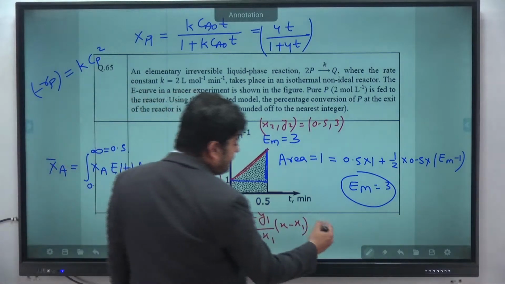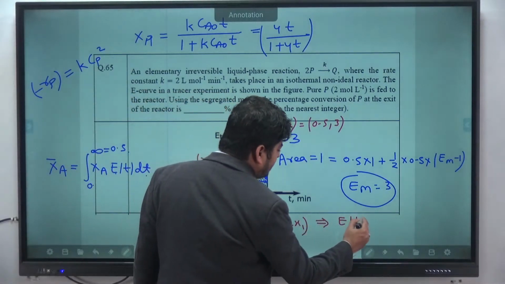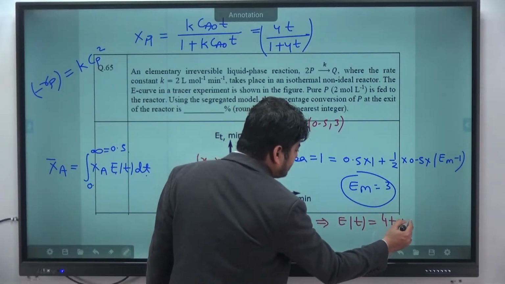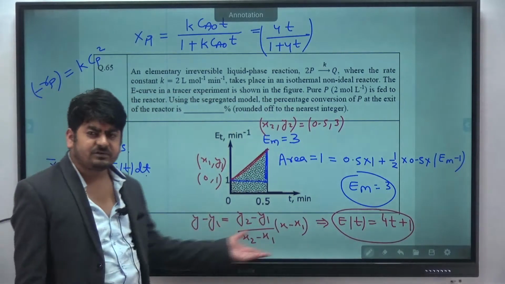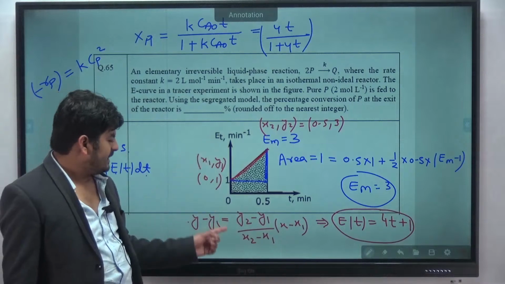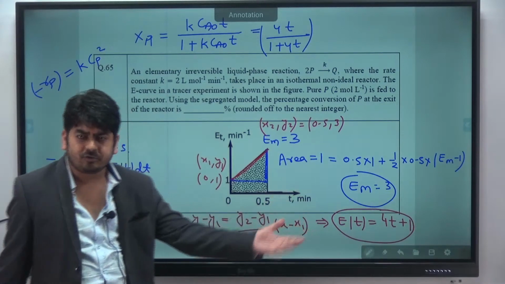So when you will solve, you will get ET equal to 40 plus 1. Okay, you can put the values and solve. Y will become ET, X will become T. I hope you do understand this.